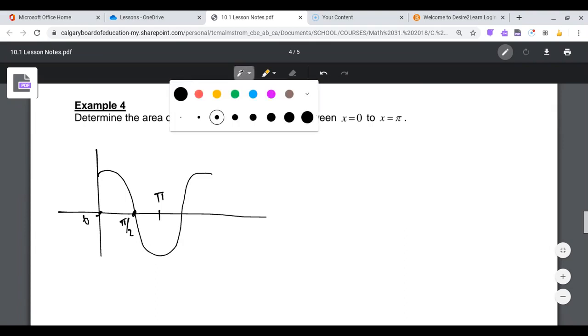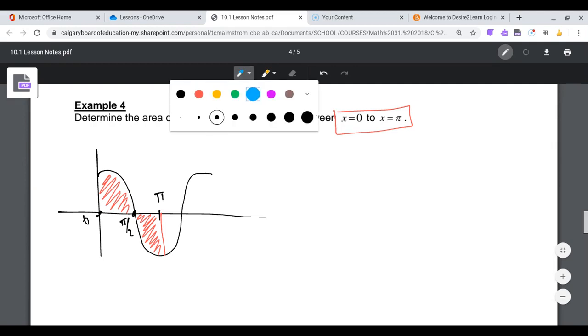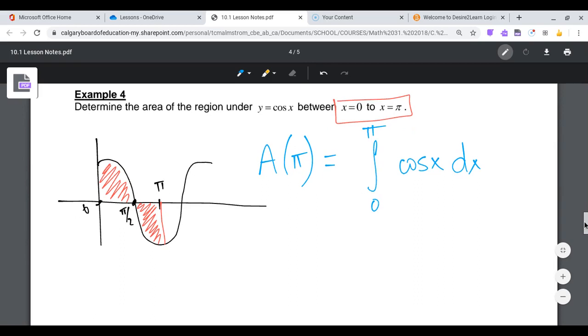the minimum happens. Okay, so we've got this area here, and we've got this area here. So from 0 to pi ends up being 2 sections of my curve. I have a piece above and a piece below. That's okay. Let's see what happens when we go to take the area. So the area up to pi is equal to the integral from 0 to pi of my function cos in terms of x. Okay, so there's my notation. Now I need to perform the calculus.